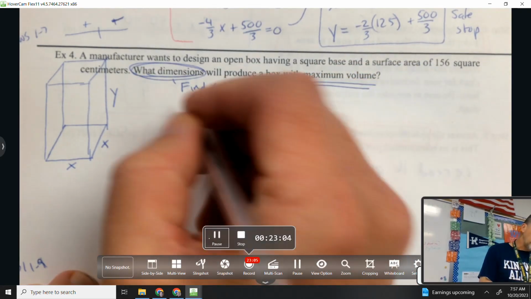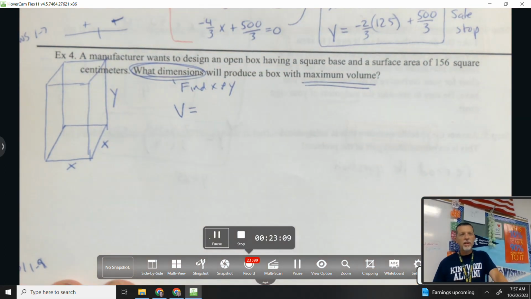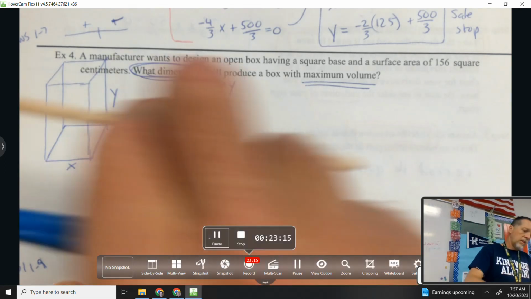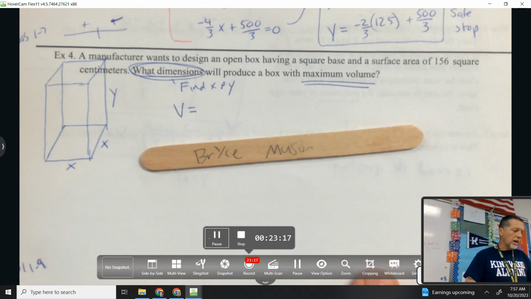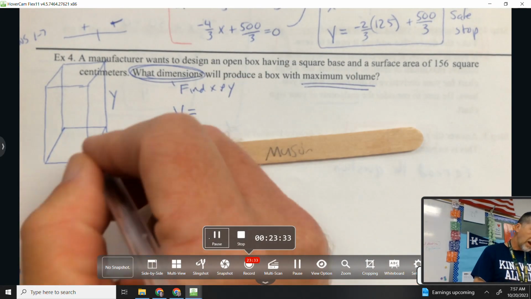So I need a formula for volume. That'll be my primary equation, and I think I'll need a helper equation to go along with that. So, Bryce, how about the volume of that box in terms of the variables I have there? Is it 2x times y? I see what you're doing, but it's not 2x times y. Squared? There you go, x squared times y. Length times width times height, x times y.